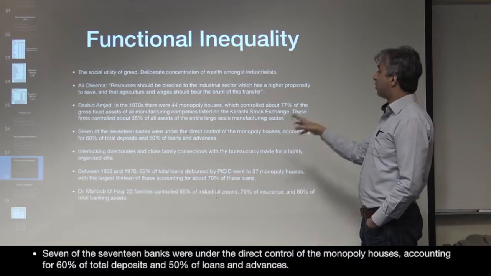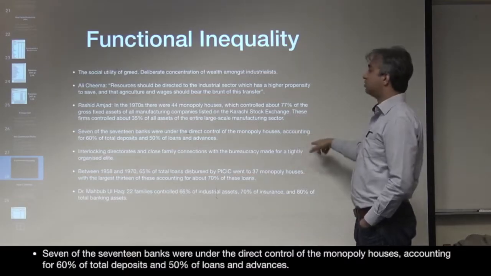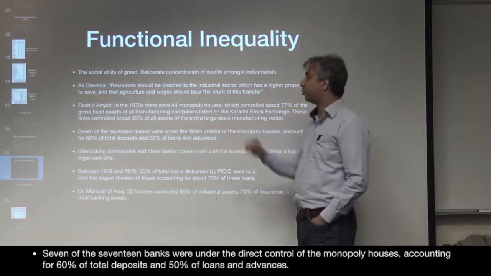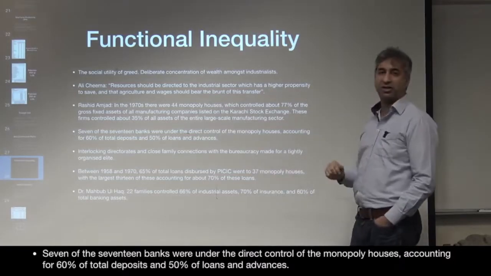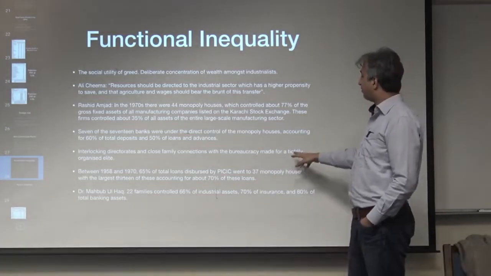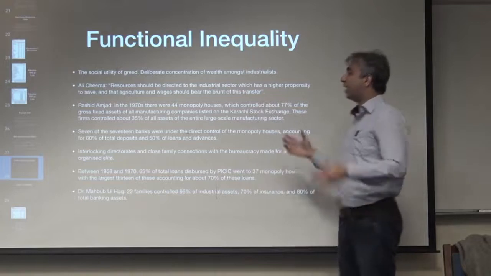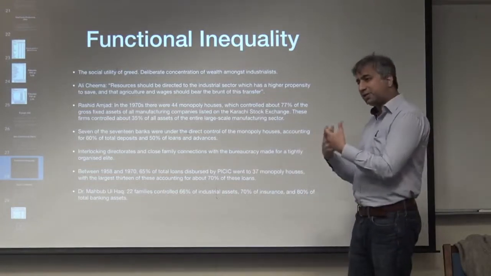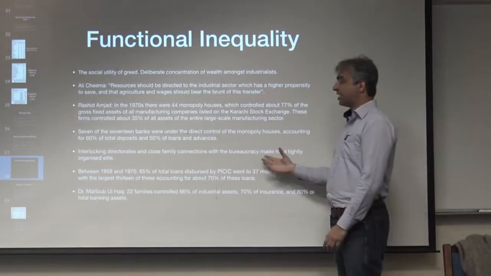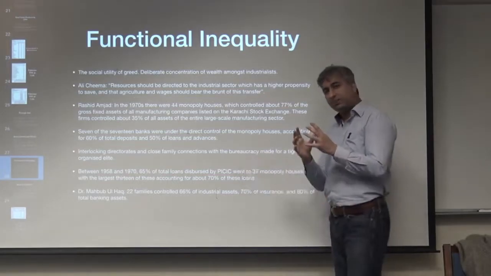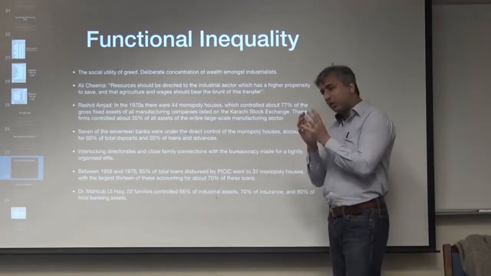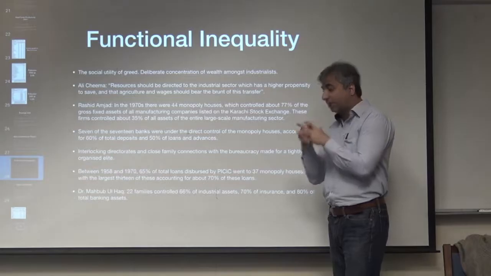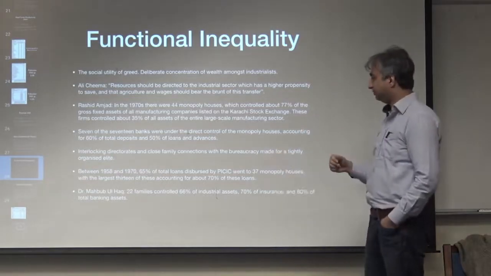Seven of the banks were under the direct control of these 44 houses, and they accounted for 60% of total deposits, 50% of loans and advances. And of course, these companies had an interlocking directorate system. So this was a closely tied elite, which was also closely tied to the bureaucracy. So you see here the emergence of a picture where you have a small elite, which is very closely tied to each other, as well as to the bureaucracy and the army.